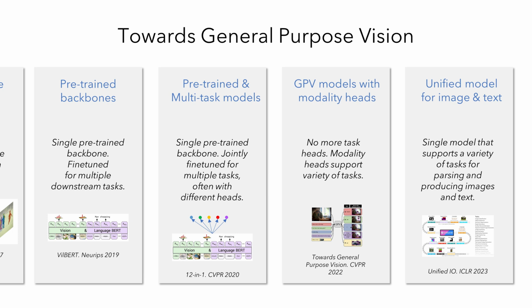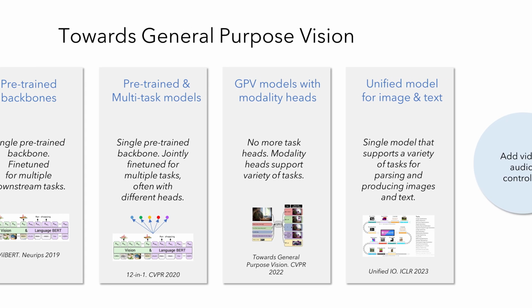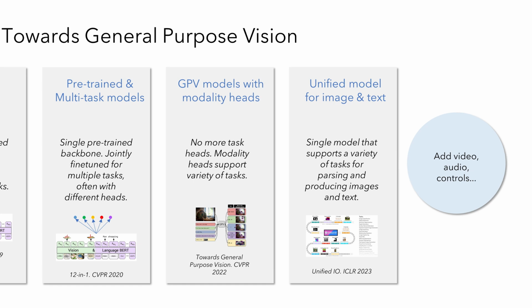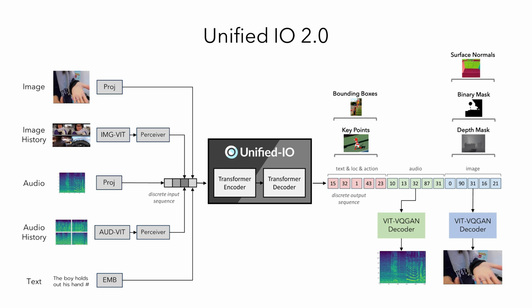So here we have a single model that supports a variety of tasks for parsing and producing images and text. And then we wanted to see, can we take it further? Can we add video and audio and controls? That's work that we're currently doing, and we call it Unified-IO 2. So we can process images as well as a sequence of images so that we can process video clips. We represent audio as a spectrogram and can, again, process a series of those spectrograms, and can also input text. It's the same kind of architecture, more parameters. It's able to output text, location information, and action tokens that represent controls, as well as audio spectrograms that can be turned into WAV files and images of various sorts.